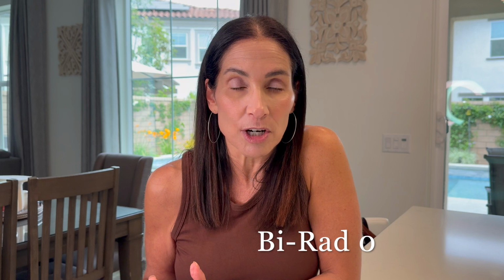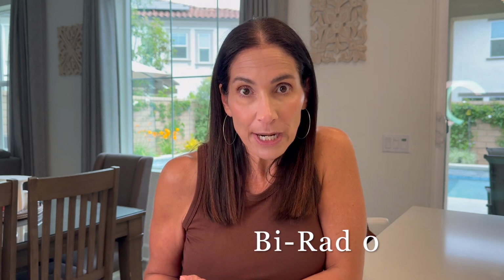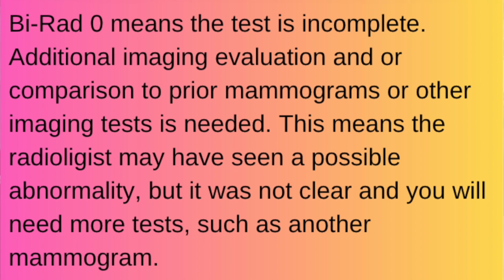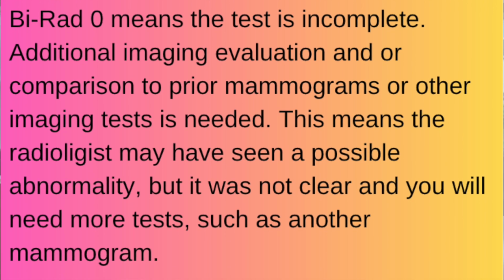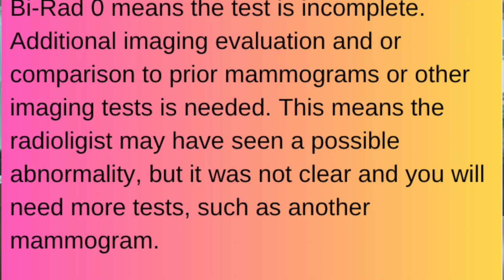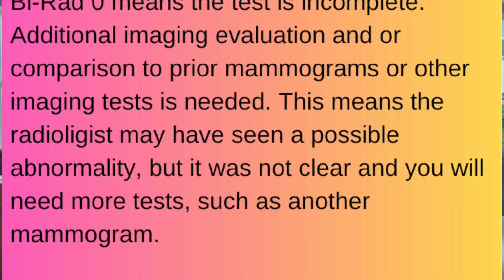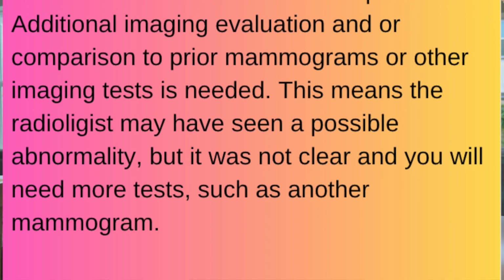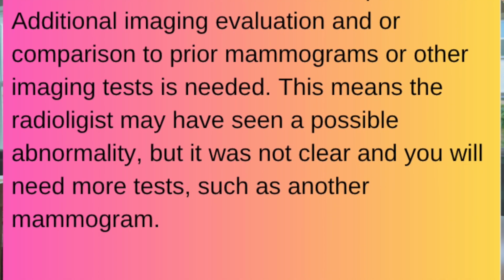So now let's talk about what the different scores mean, like a BI-RADS 0. If you have a BI-RADS score of 0, this means it's incomplete. Additional imaging, evaluation, and/or comparison to prior mammograms is needed. This means the radiologist may have seen a possible abnormality, but it was not clear and you will need more tests, such as another mammogram. So that's what a BI-RADS score of 0 means.